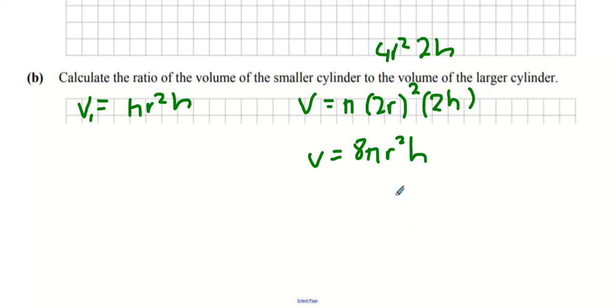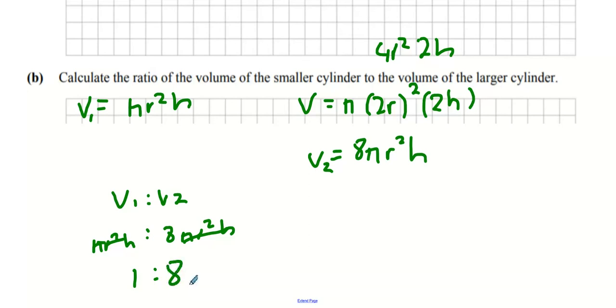squared h for V2. So the ratio that follows V1 to V2 is pi r squared h is to 8 pi r squared h. Cancel the pi r squared h's, and you get a ratio of 1 is to 8.